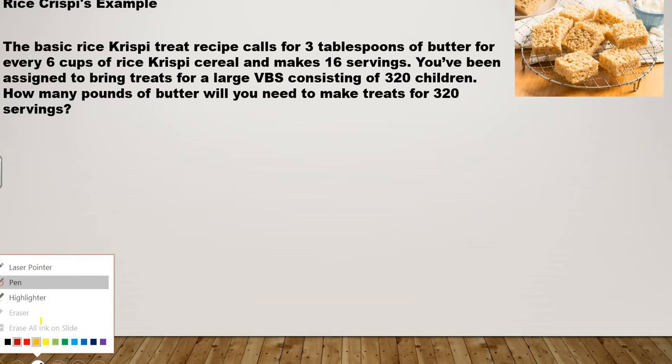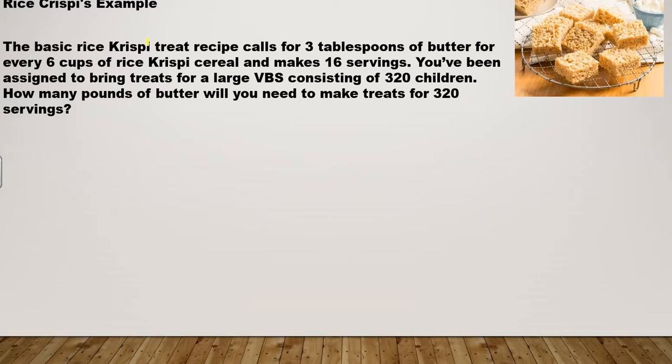Here's something for Vacation Bible School. The basic Rice Krispie treat calls for 3 tablespoons of butter for every 6 cups of rice, and it makes 16 servings. You've been assigned to bring treats for a large VBS consisting of 320 children. That's probably even smaller than what your church does. How many pounds of butter will you need to make treats for 320 servings?